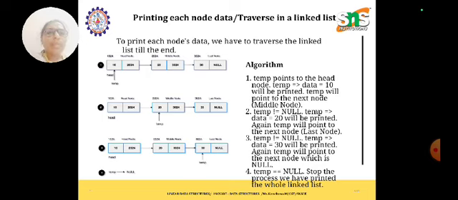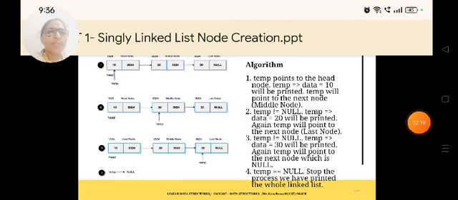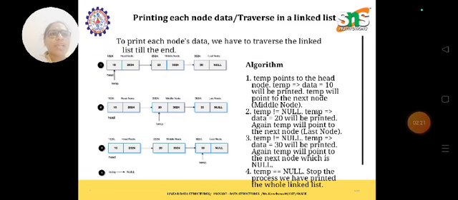Then in this scenario, when the temp points to the third node, it will be null. So it indicates that the linked list has ended. So temp equal to null. Here temp equals temp next is null. So stop the process. We have printed the whole linked list here. So it shows that scenario.